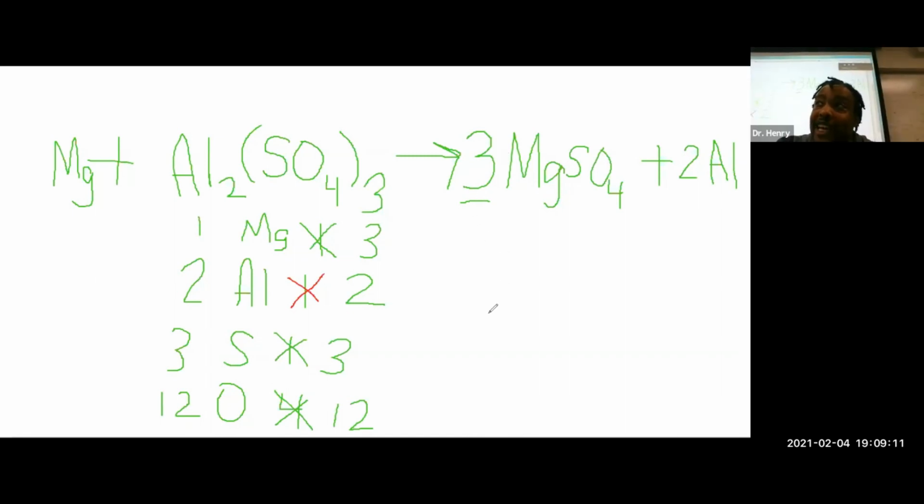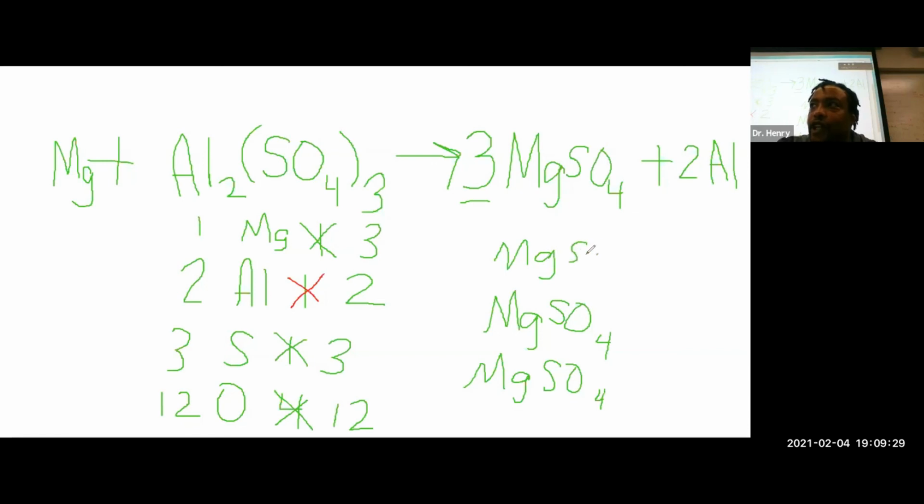So literally what I'm saying is I have MgSO4, MgSO4, and MgSO4. So I have 3 independent MgSO4. If you put a 3 in there, you're saying something entirely different, and it would be incorrect. Makes sense? Okay?